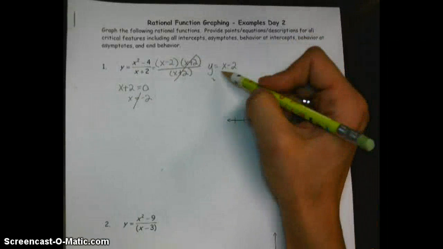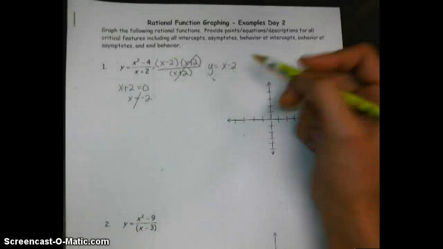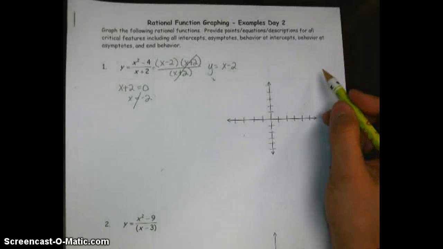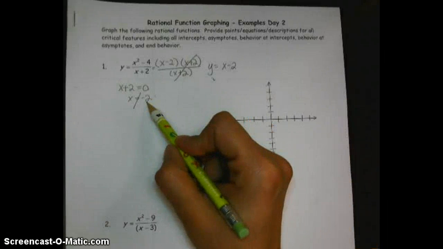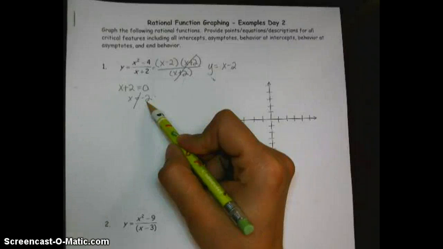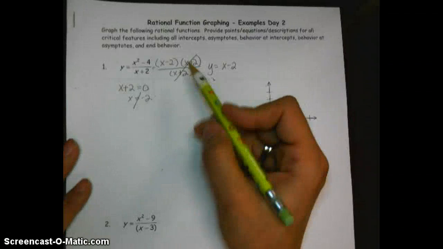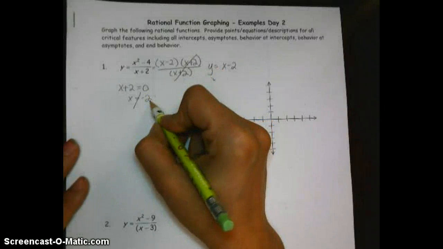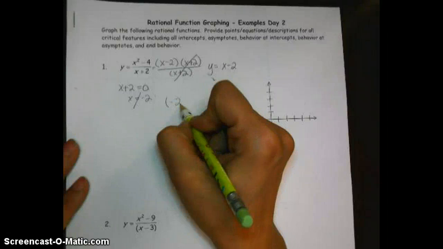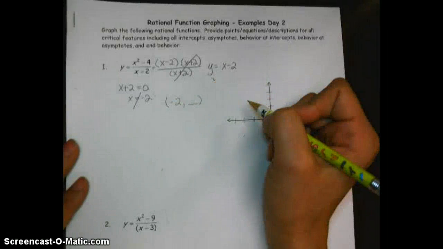Put that together with the fact that I have a line. Remember, lines are continuous, but I can't be continuous when x is negative 2. So what's going to happen is we're going to have what's called a removable discontinuity at x equals negative 2. Otherwise, you can call it a hole for a more friendly term. So to figure out where exactly this hole is, I know it's happening at negative 2, but I don't know the y part of that coordinate.